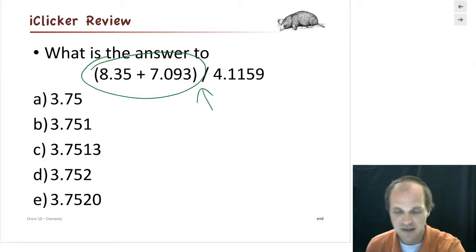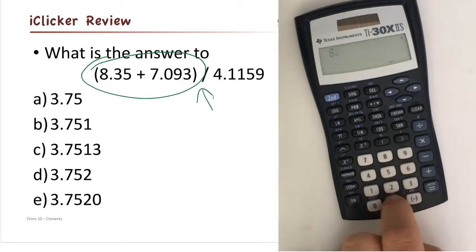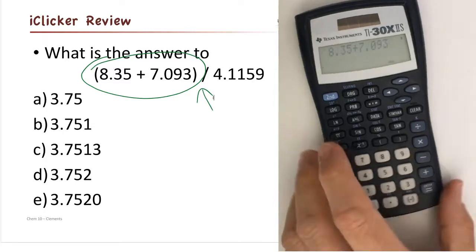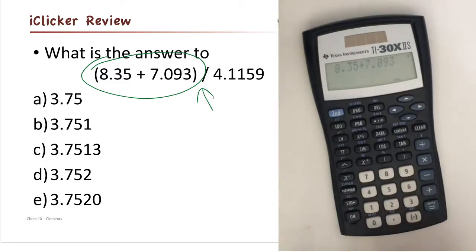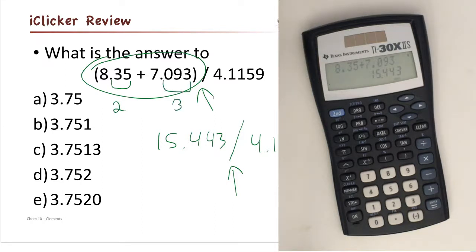So what does that look like? If I get my calculator out, I put in my 8.35 and my 7.093. I put that in my calculator there. I'm going to get that answer, and that is 15.443. So it's going to be 15.443 divided by 4.1159. So I've got to get that intermediate number. But what's really important is I have to do that intermediate number and do its significant figures because I'm about to switch to division. So I've got to do my addition sig fig work before I do my division.